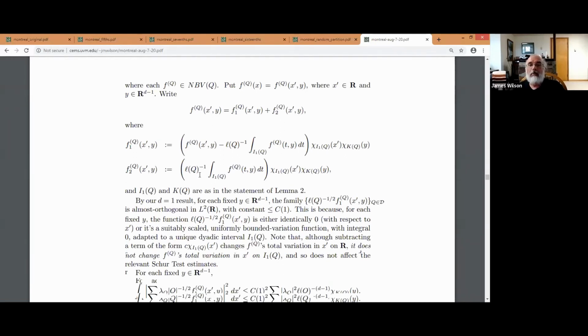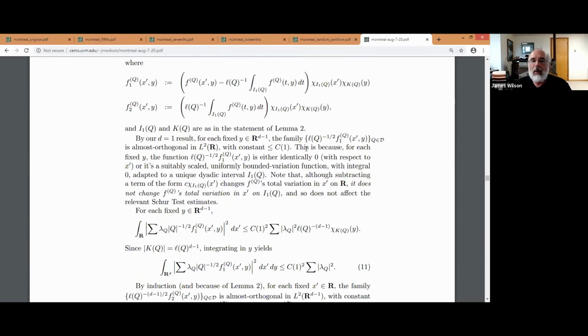So you look carefully here. For every fixed y, these functions are almost orthogonal in L2 of R. If you fix y, what you have in x' is a family of NBV functions supported on dyadic intervals, for all of the cubes for which this thing is not identically 0. So this family will be almost orthogonal in L2 of R with constant bounded by c of 1.